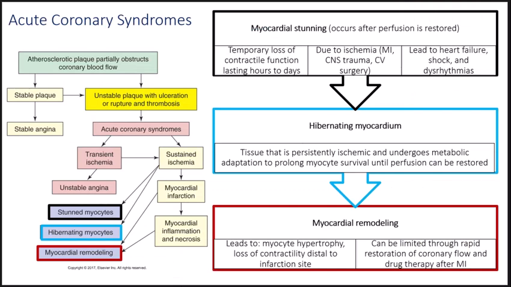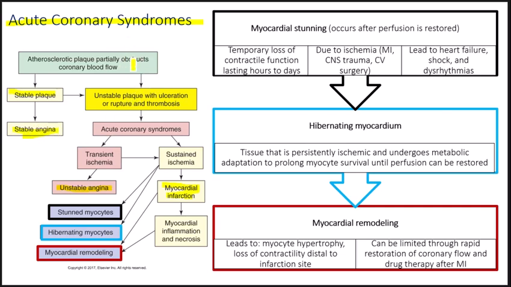When there is sudden coronary obstruction that's caused by a thrombus formation over a ruptured atherosclerotic plaque, I mentioned that acute coronary syndromes can occur. Acute coronary syndrome includes unstable angina or myocardial infarction. So let's go through this flow chart. We have that atherosclerotic plaque that partially obstructs coronary blood flow. We would call this a stable plaque, which leads to stable angina.